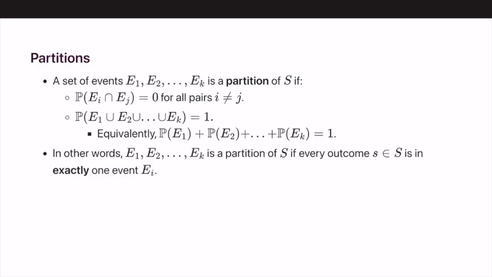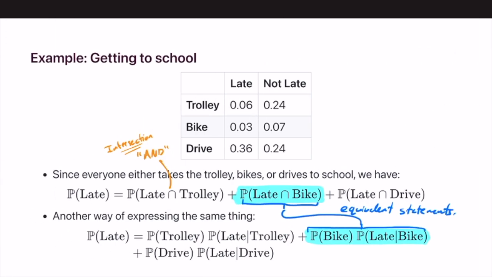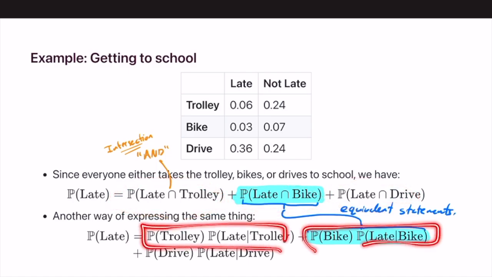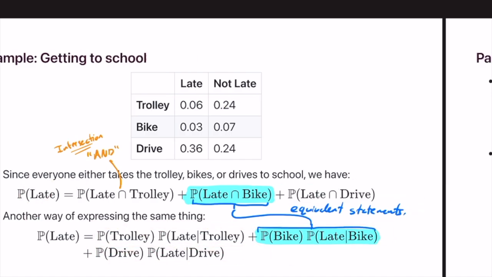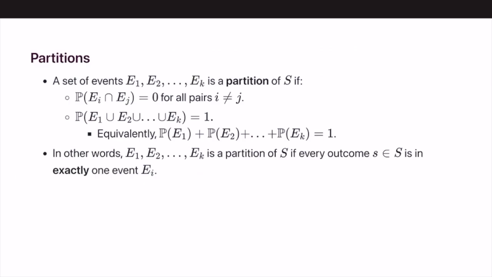So if we have a set of events, E1, E2, all the way to EK, and the events are having taken the trolley or taken the bike or driven a car, right? These are the equivalent events, the outcome being late or not late. If we have some k number of events, then it is a partition of our sample space S. That is, each of these E's is a partition of S.